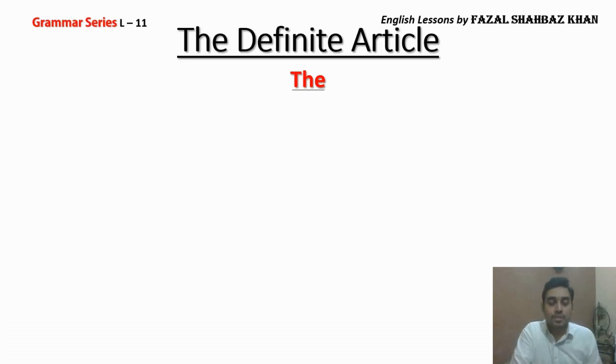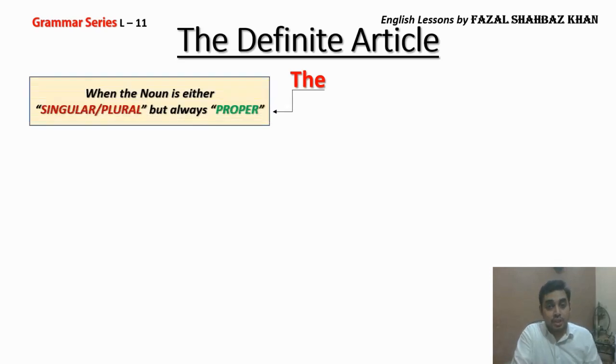Let's talk about the first concept that I'm going to share with you. The concept, the one we have already discussed in our 9th lecture of the grammar series, is that we use "the" when the noun is either singular or plural. The quantity of the noun may be singular, one, or plural, more than one. Either way would do, but at the same time the noun must always be proper. Let's take a quick example.